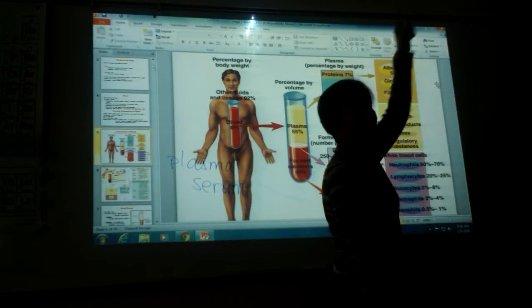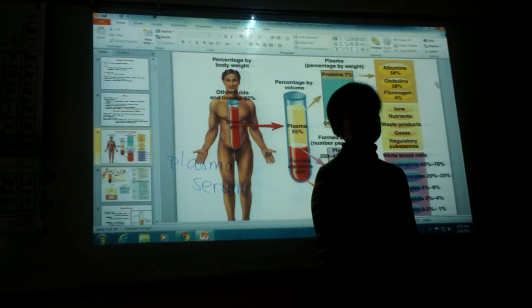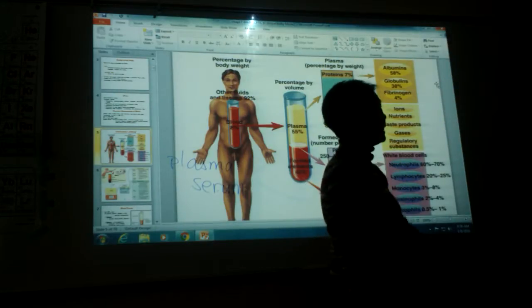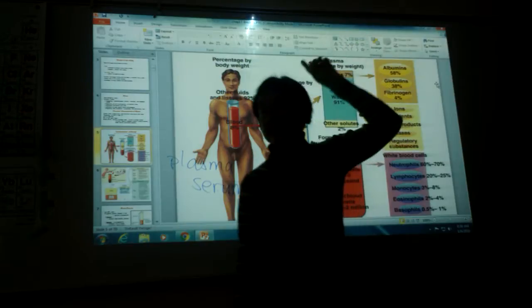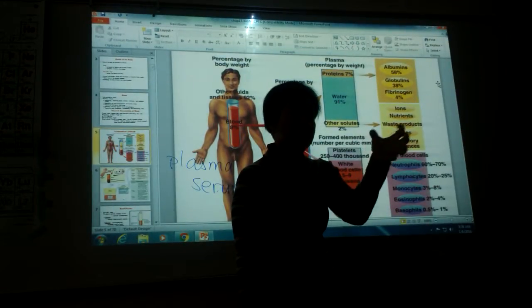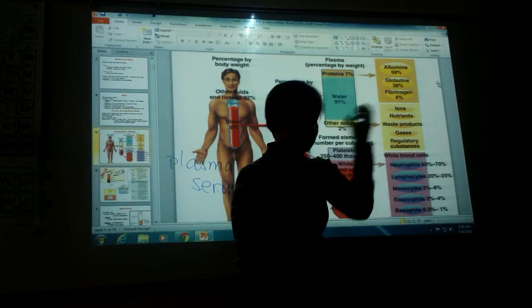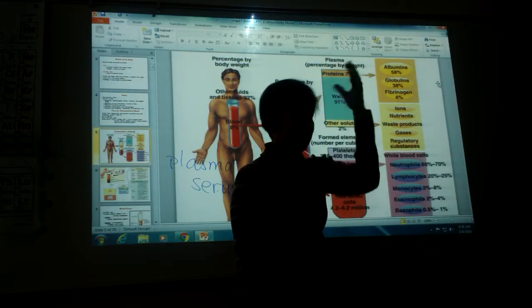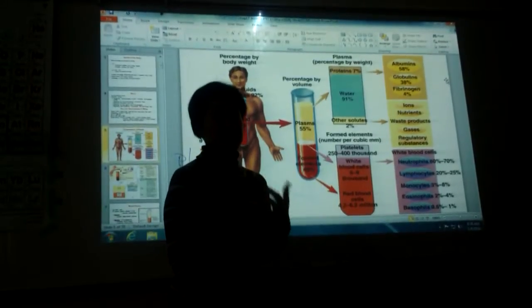Next to albumin, write blood pressure. This one, this is the key. It creates an osmotic effect. So it sucks the water and keeps it inside your cardiovascular system to maintain blood pressure.